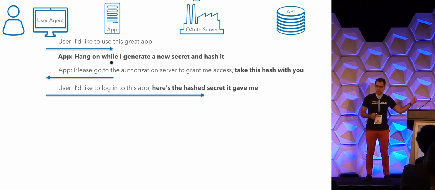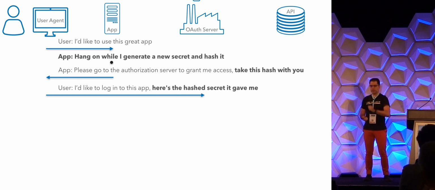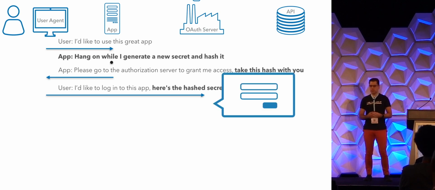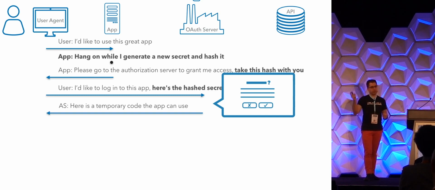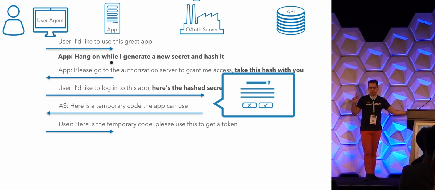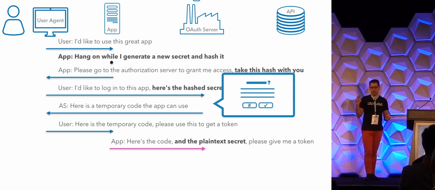That causes the user's browser to land back at the OAuth server saying, I'm trying to log into this app. It's trying to access my contacts, and here is this hash it gave me. The user logs in, approves the request, and then the OAuth server returns that code. It remembers the hash value and returns the code back to the browser. User takes that code back to the app, and now when the app goes to get an access token, it doesn't have a client secret, but it does have that plain text secret it generated at the beginning. So it includes that in the backchannel request.